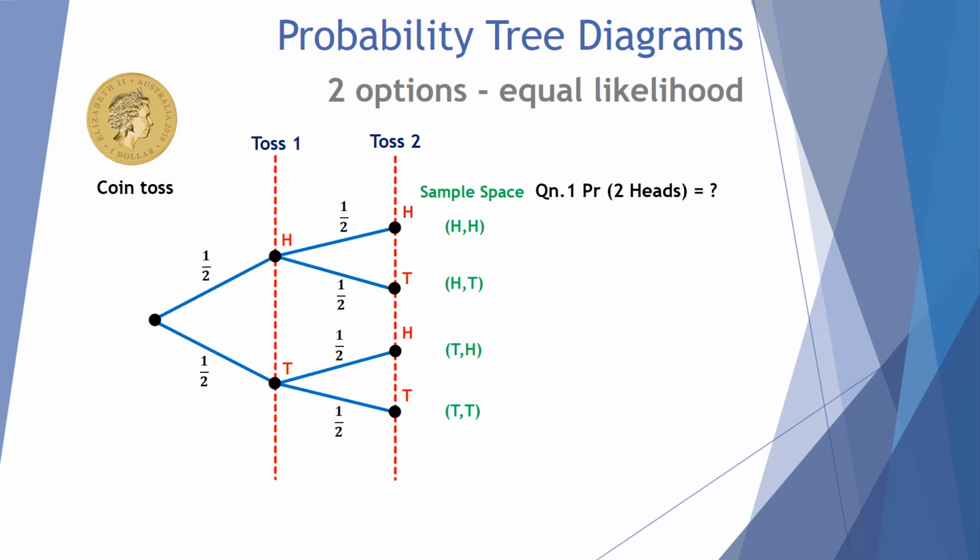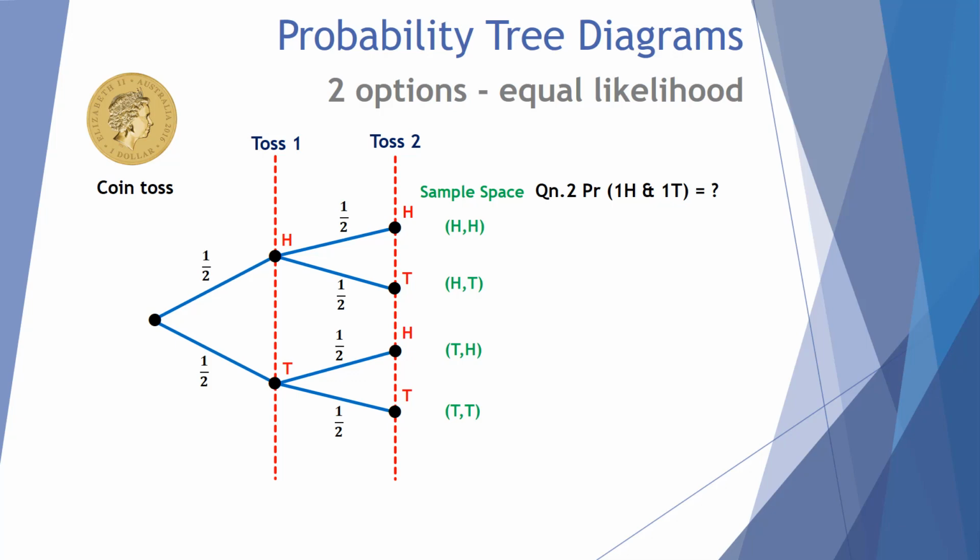Quick question, what's the probability of two heads? So the probability of two heads is represented by the number of times we can get two heads compared to all possible outcomes. So two heads here is a 1 out of 4 chance. So the probability of tossing two heads in a row is 1 in 4.